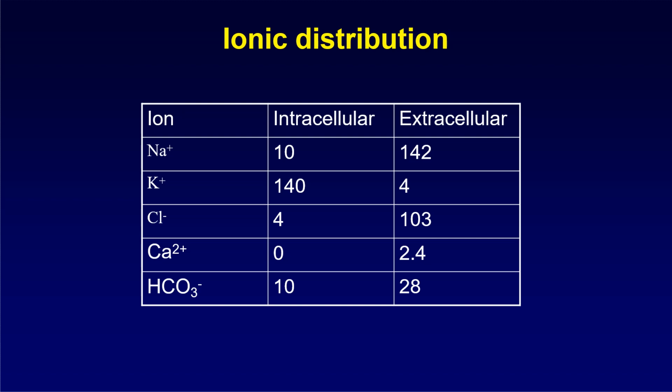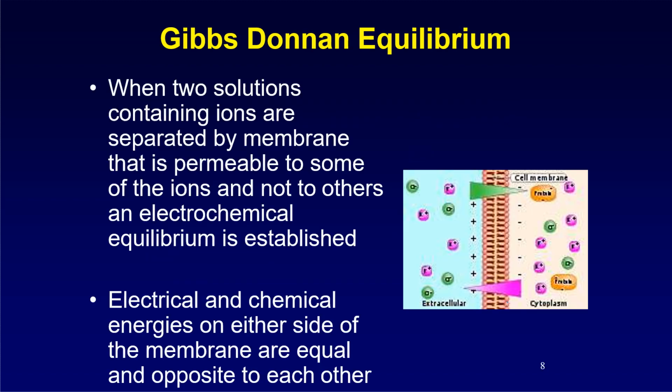The presence of gated channels in the cell membrane is responsible for variable permeability of certain ions in different circumstances. So for movement of all these ions, there are gated channels present in the cell membrane. The next concept in genesis of resting membrane potential is Gibbs-Donnan equilibrium. According to this equilibrium, when two ionized solutions containing ions are separated by a membrane that is permeable to some and not to others, an electrochemical equilibrium is established.